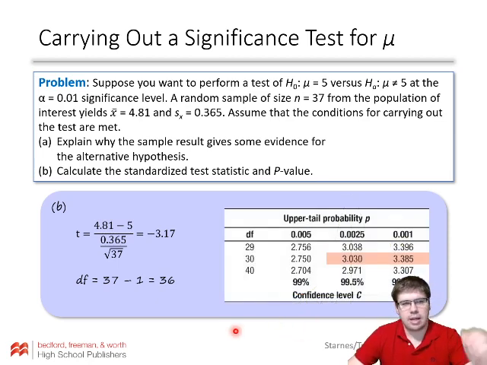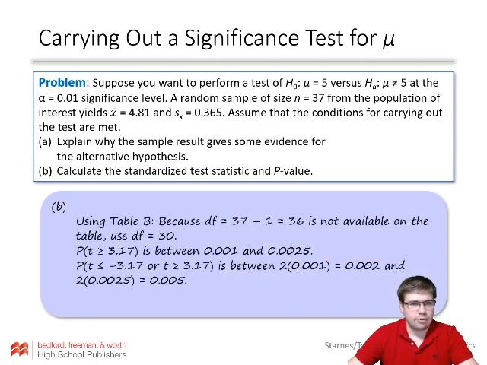So let's do this. For 37 degrees of freedom, oh wait, there is no 37, so we go down to 30. And then we're looking for this negative 3.17, well, this is only the positive value, so we'll use a positive 3.17 and find that the area above positive 3.17 is between these two numbers, which means the area below negative 3.17 is also between those two numbers. So we use table B, degrees of freedom will go down to 30. It's between 0.001 and 0.0025.